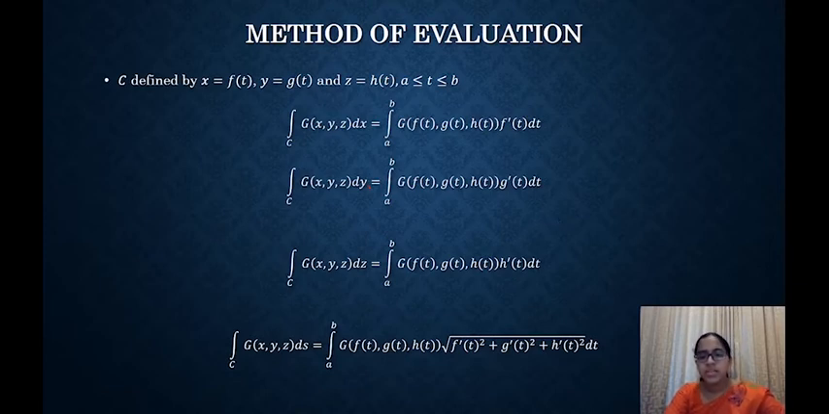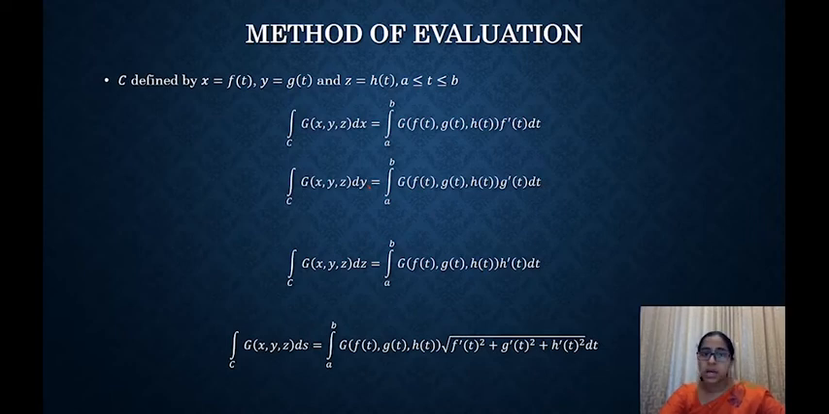And the line integral with respect to the arc length, that is the integral over C of g(x, y, z) ds, will be equal to the integral from a to b of g(f(t), g(t), h(t)) times the square root of f'(t) squared plus g'(t) squared plus h'(t) squared, dt. So this is how we can find the line integral of curves in space. So let us see an example which is given in your textbook.